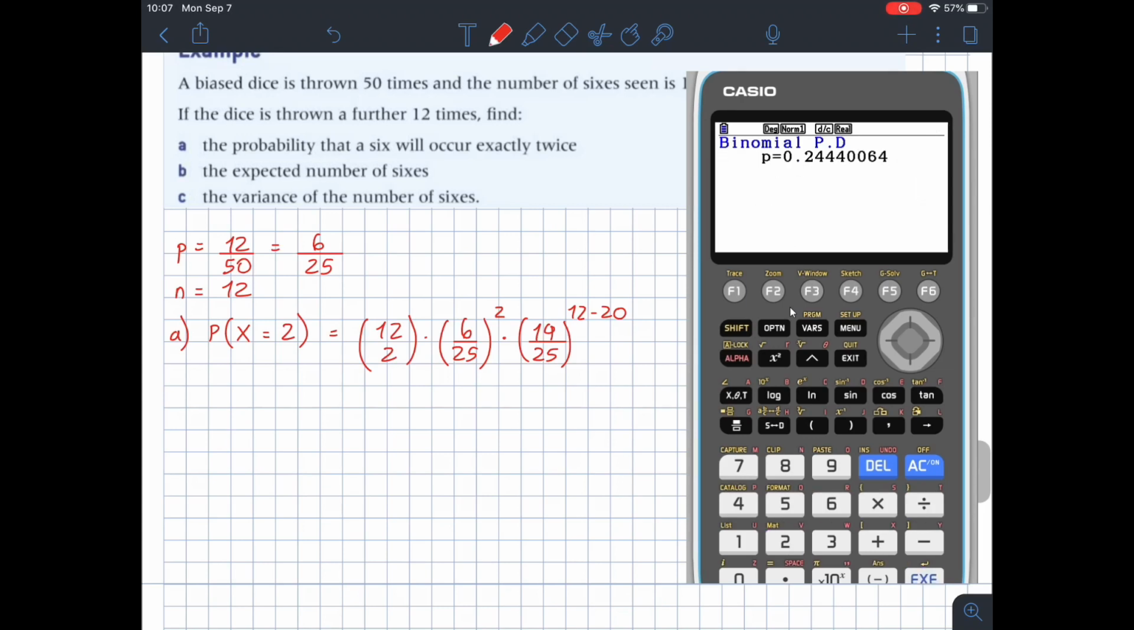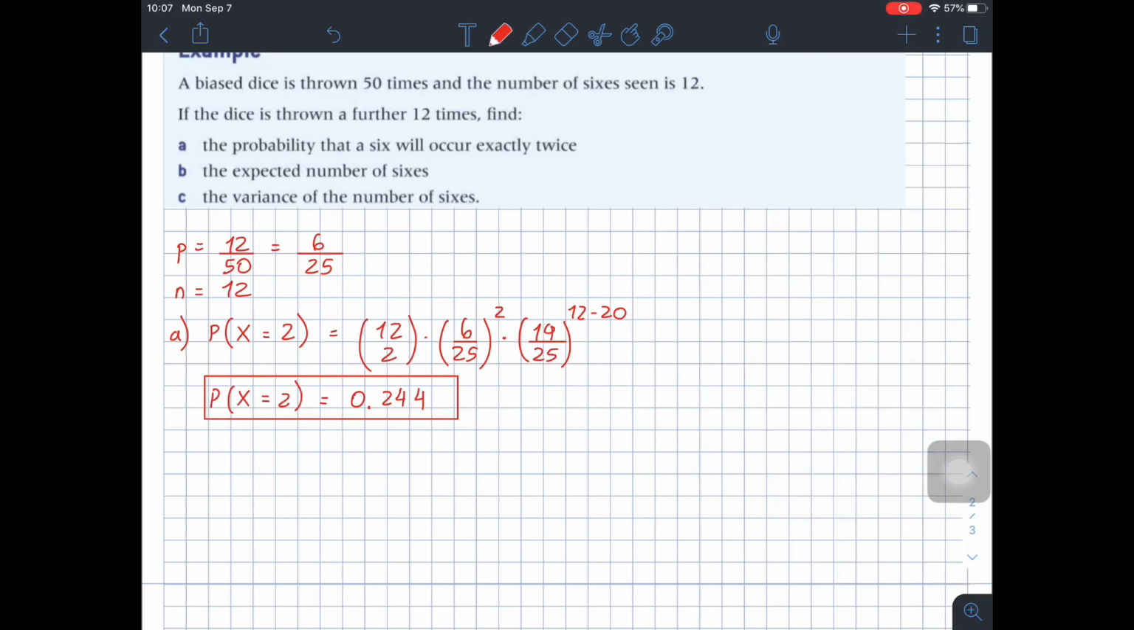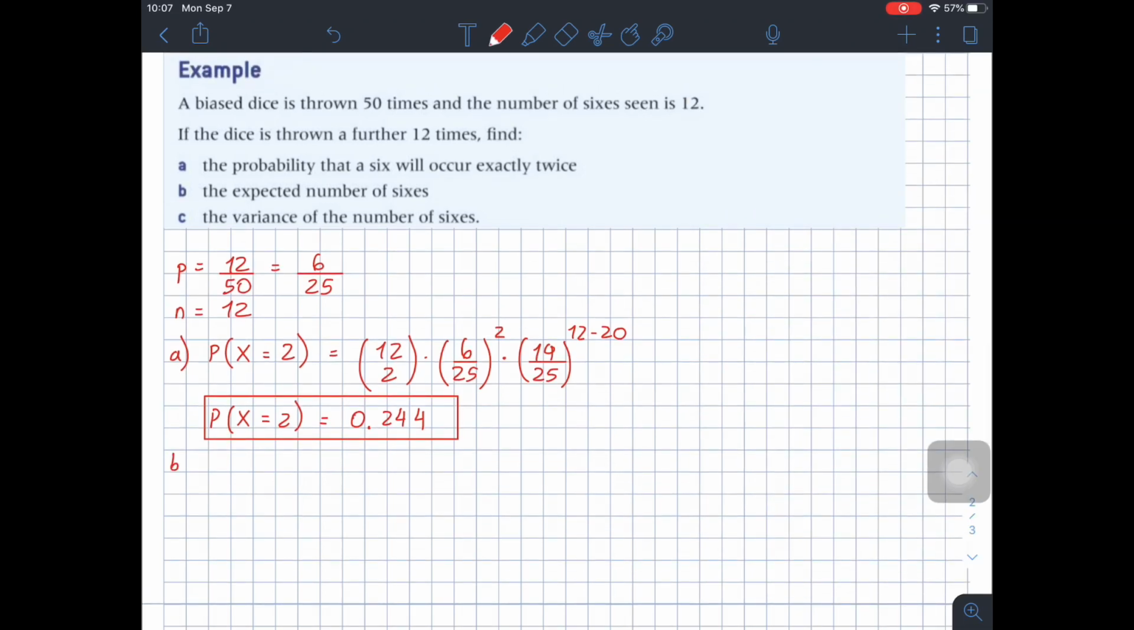This is the probability of obtaining exactly 2 6s, right? This is 0.244. We round it to 3 significant figures, okay? So this would be the result. Then it says, for part B, find the expected number of 6s.